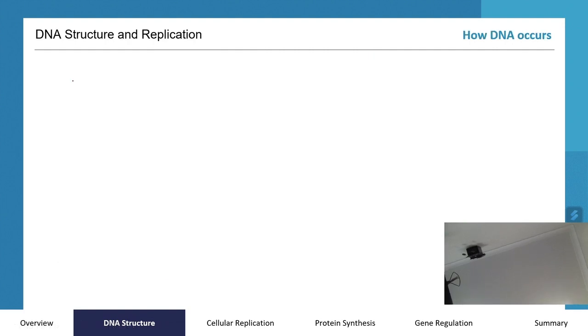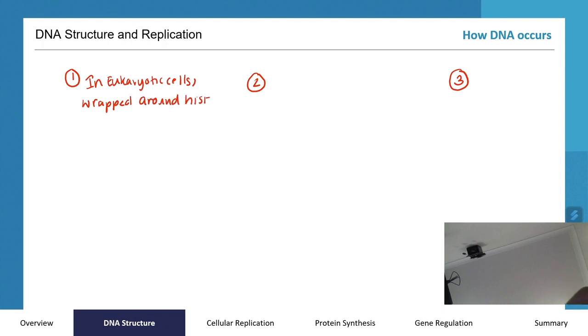The QCEE actually has three different ways that DNA can occur, and this was a previous exam question. The first one, as we discussed previously, is in eukaryotic cells, wrapped around histone proteins in chromosomes.